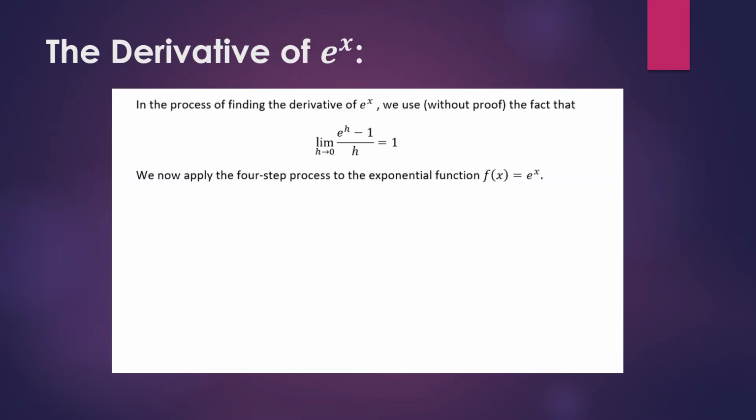So what would be the derivative of e to the x? Now we know that e is just a number, but e to the x is an exponential function, so we should be able to take its derivative.